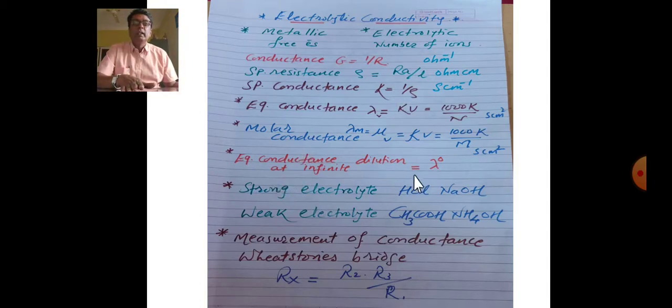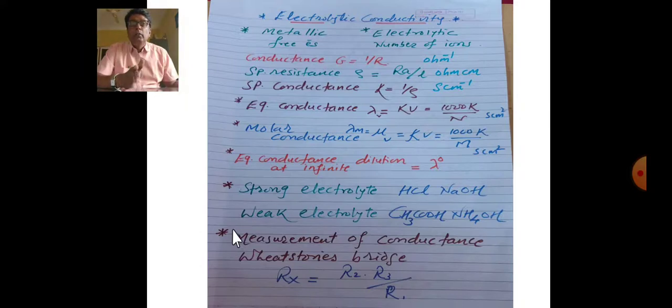Now we have seen the equivalent conductance at infinite dilution. The dilution at which the value of equivalent conductance is maximum is called equivalent conductance at infinite dilution. Similarly, molar conductance at infinite dilution is the dilution at which the value of molar conductance is maximum, and it is denoted by the letter mu 0.